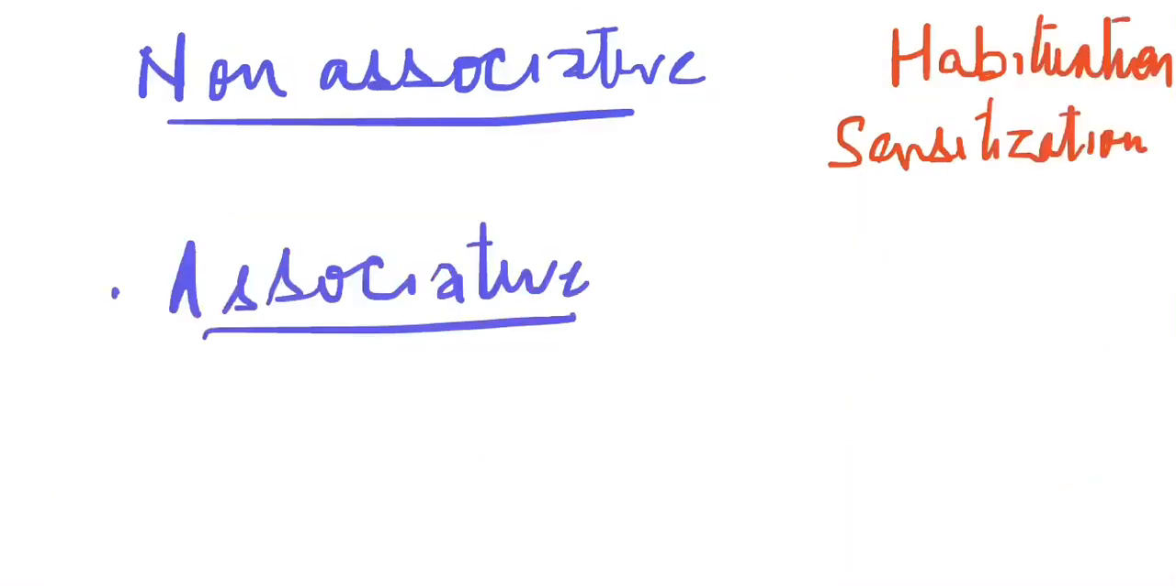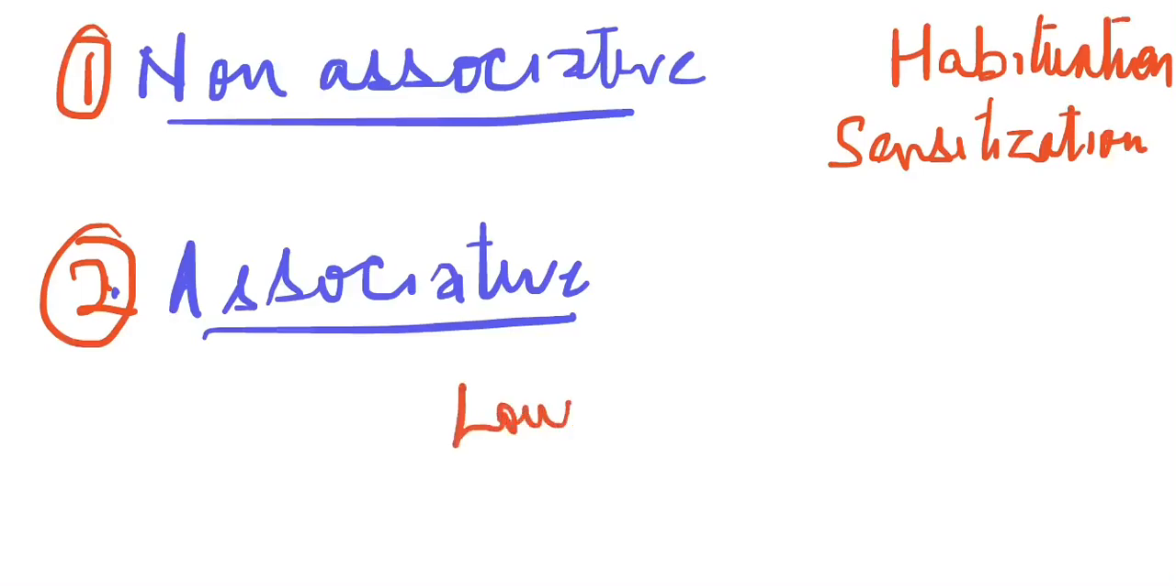So, now the incidental learning, we can divide it into two types further: one is non-associative learning and the second is associative learning. Now, non-associative learning is where the subject will learn about the property of a single stimulus. If we take the example of a loud sound, that loud sound will be a stimulus.